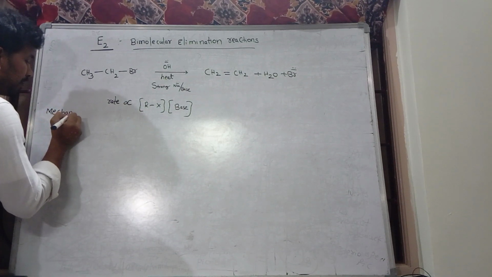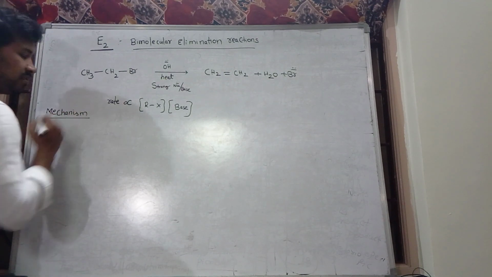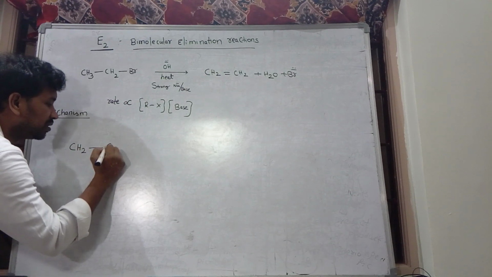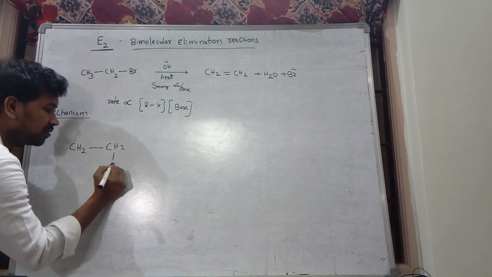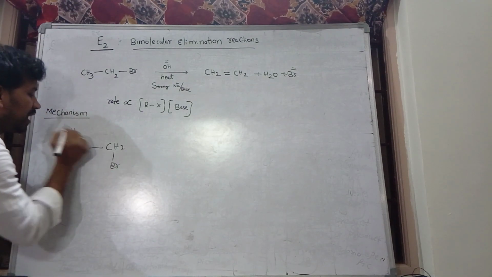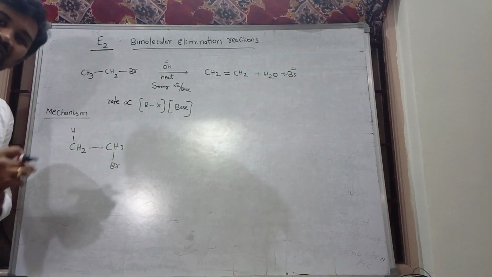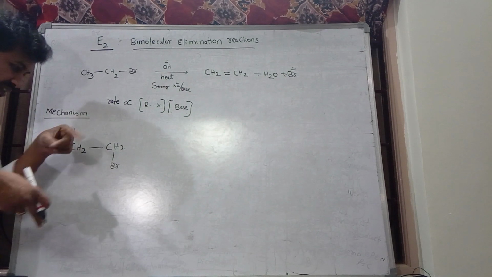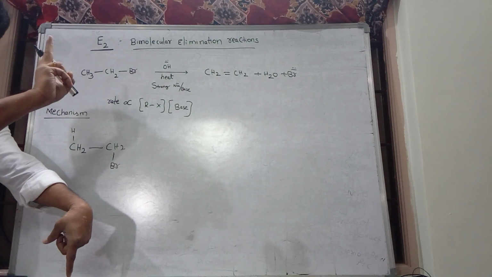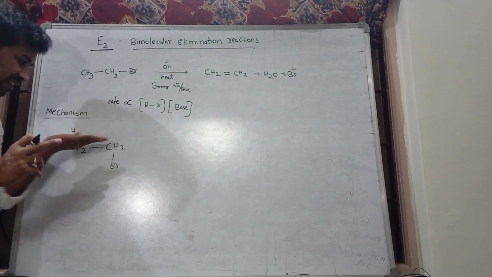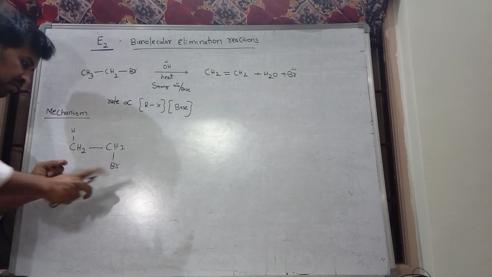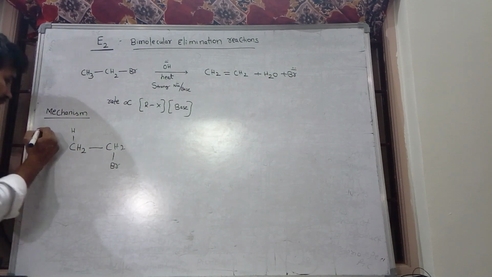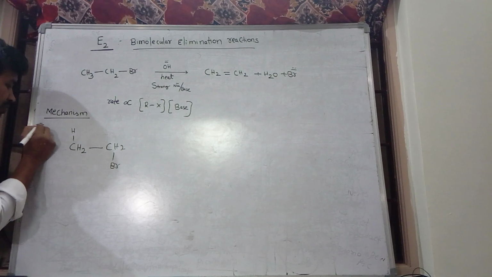Mechanism. CH2CH2Br. I'm writing hydrogen like this. Remember, E2 elimination is an anti-elimination. The hydrogen and Br should be in anti position. One is below the plane, one will be above the plane, like if you take a plane like this. Both should be axial, Br and hydrogen. Now I'm taking the base also, OH minus.